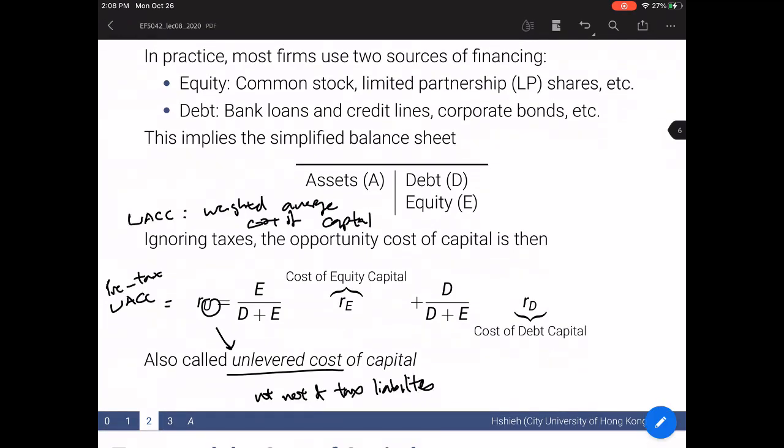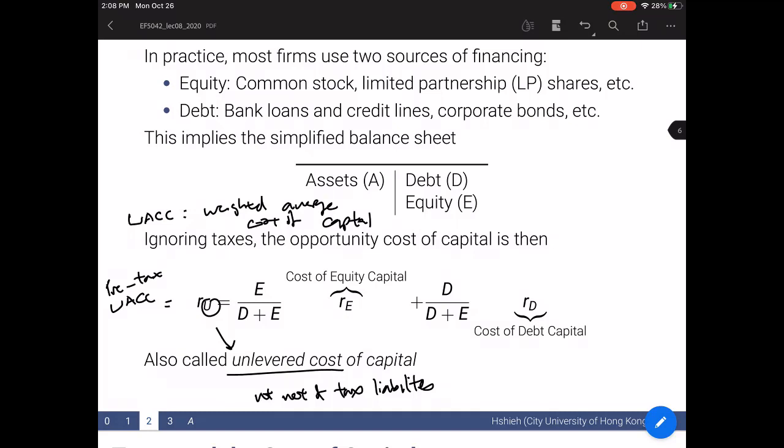So RU then is simply a weighted average, based on the capital structure of the firm, meaning its leverage ratio essentially, of the cost of equity and the cost of debt. The cost of equity is represented by RE, and the cost of debt is represented by RD. And our capital structure is then simply the ratio between the equity amount versus the total value of the firm, which is just D plus E.